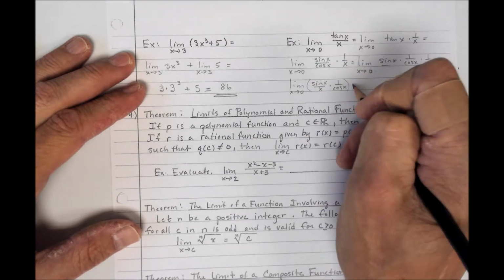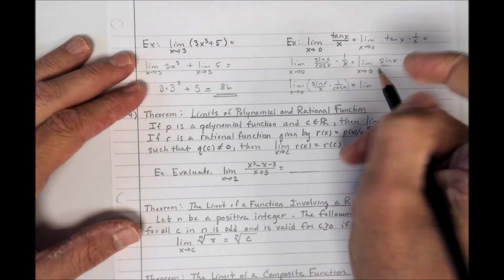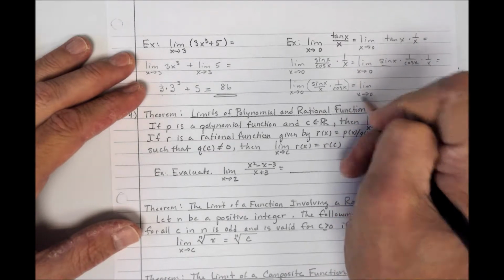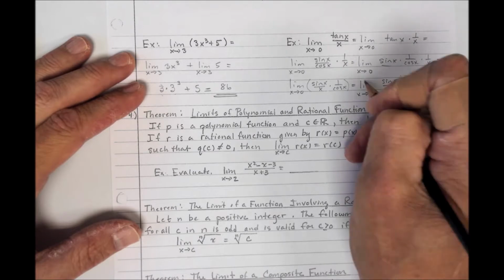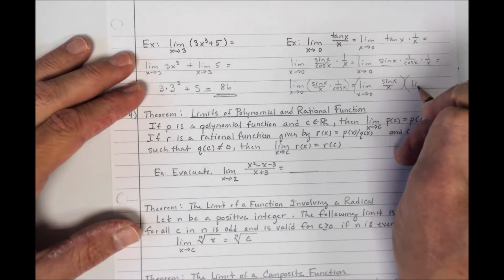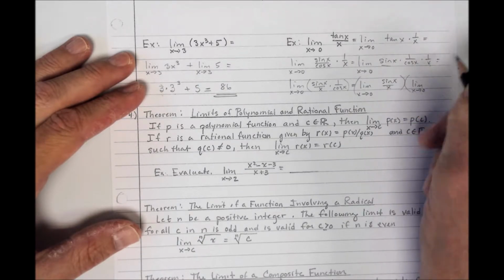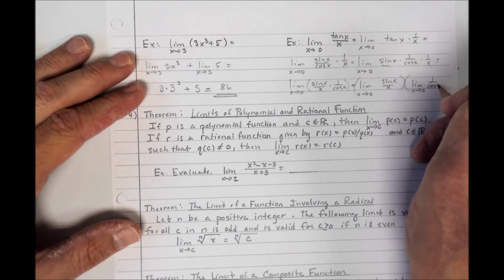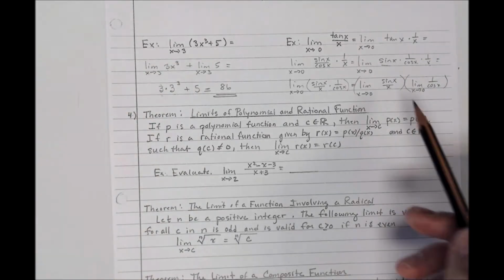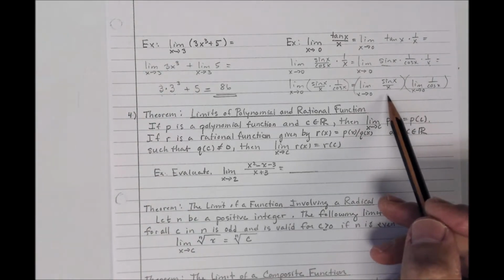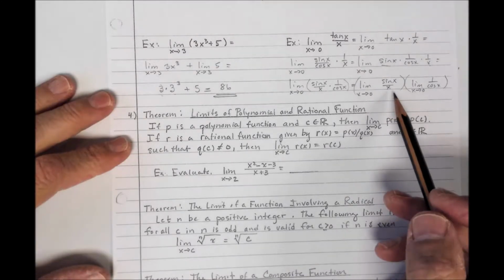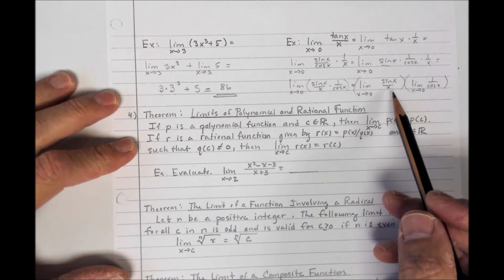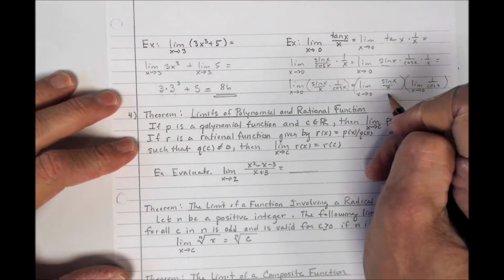So this is equal to the limit as x approaches 0 of the sine of x over x, times the limit as x approaches 0 of 1 over the cosine of x. Now, this first limit we had in the previous section. We found it numerically using a table of values, and then I graphed it for you. And this turns out to equal 1.